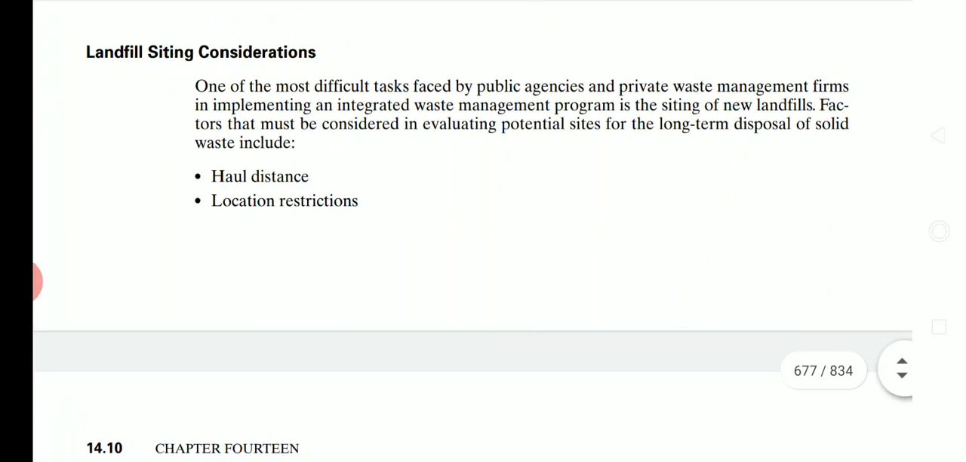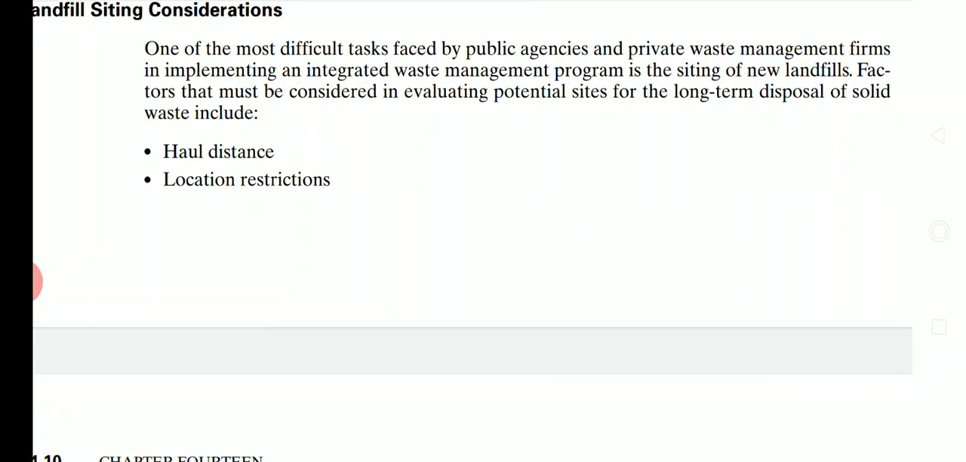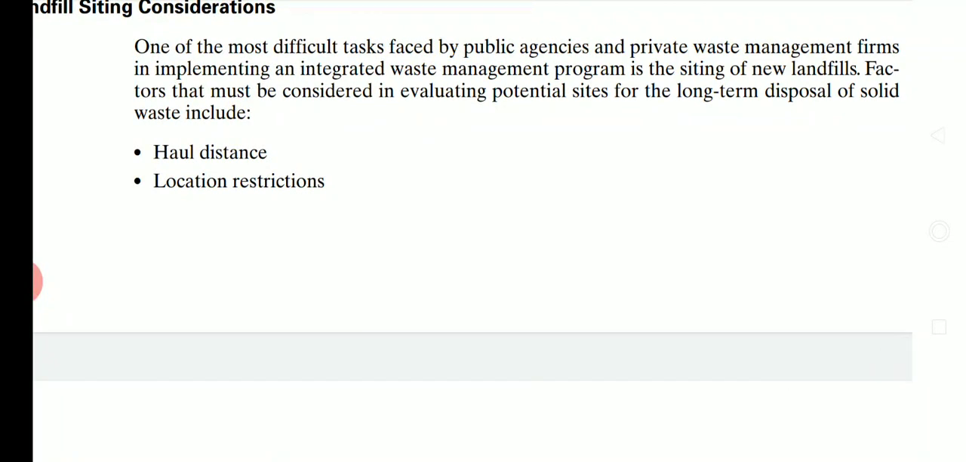One is haul distance. Haul distance is the carrying distance, carrying without causing any problem to the public. We have to carry the solid waste from the collection point to the disposal point using the transportation vehicle. So if the haul distance is less, then it is good. Carrying distance should be less. So from wherever the collection point you consider, that distance should be less. Okay, that is haul distance.